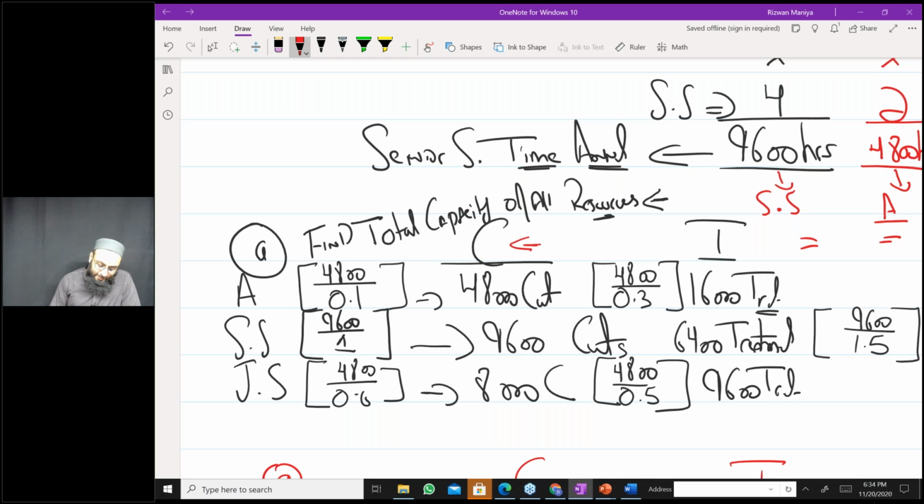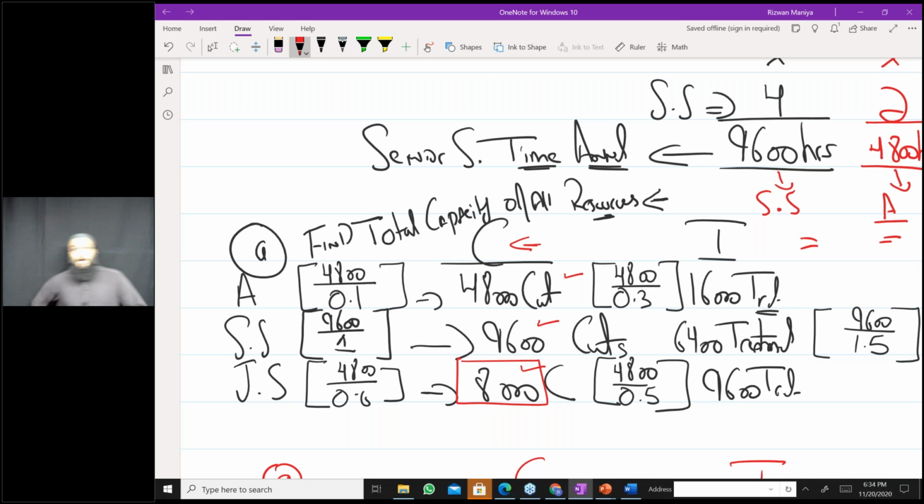Is it assistant? Is it senior stylist? Is it junior stylist? In short, can you tell me which one is producing less amount of services? Tell me. Which is producing less amount of services? And that is junior stylist.